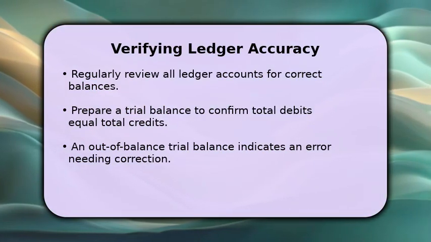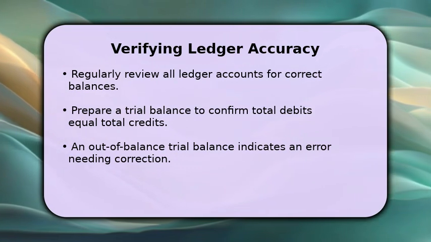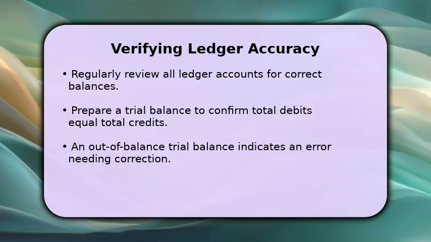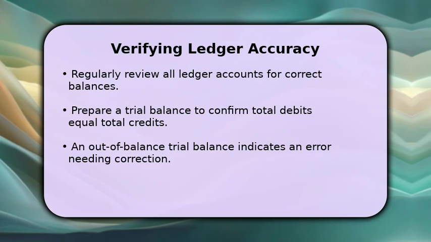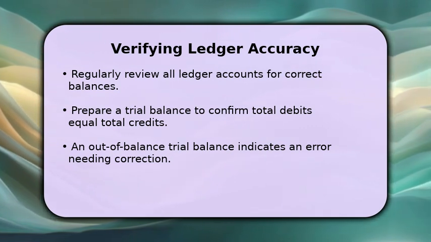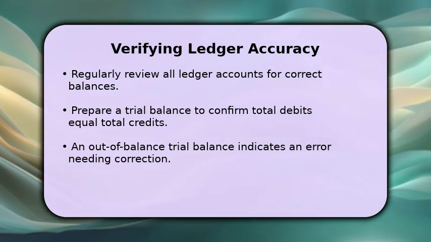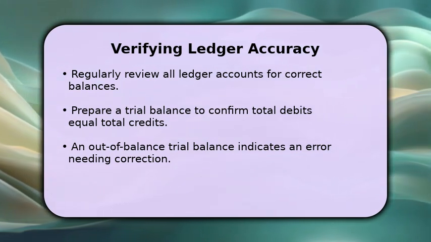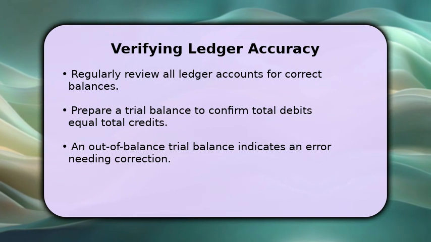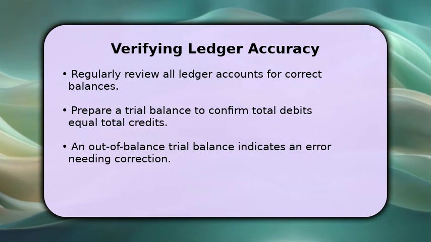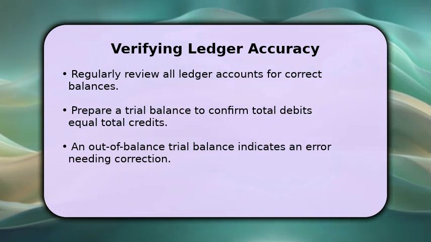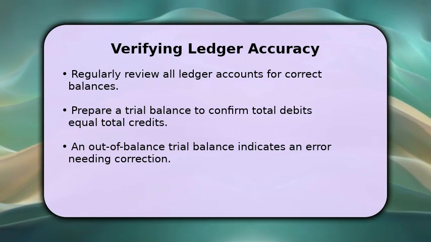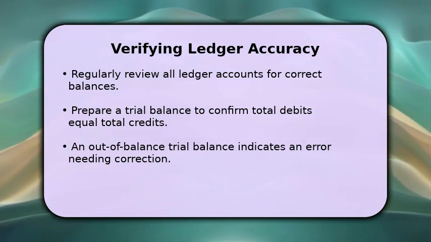After posting, it is vital to verify the accuracy of your ledger balances. A key tool for this is the trial balance, which lists all ledger accounts and their current balances. The sum of all debit balances must precisely equal the sum of all credit balances. If these totals do not match, it signals an error in your entries that requires immediate investigation and correction to ensure your financial statements are completely reliable.